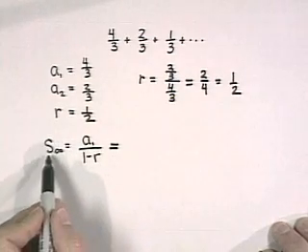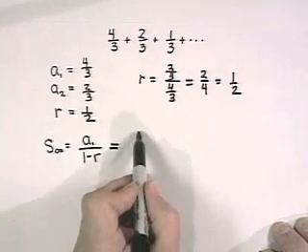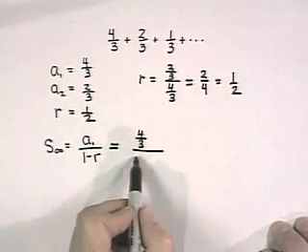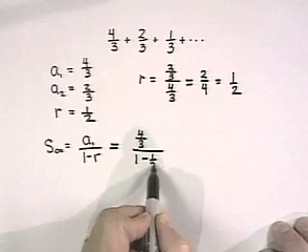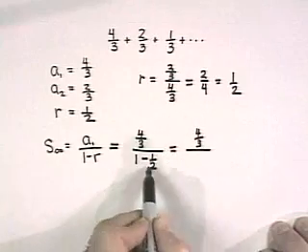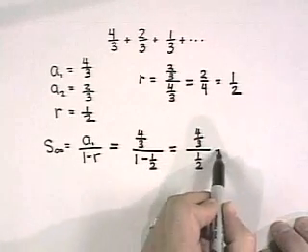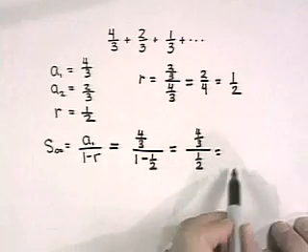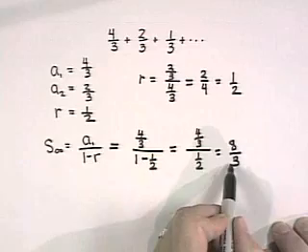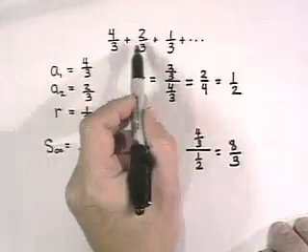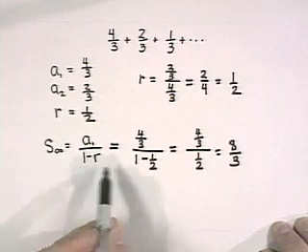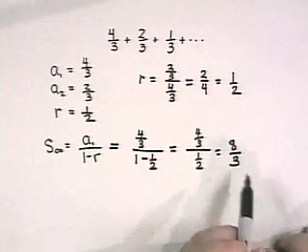Let's see what the sum would be. It's the first term, 4/3, divided by 1 minus 1/2. Let's simplify. 4/3 over 1/2, which is 8/3. That's the sum of the infinite series. No matter how many terms we choose to add, the value will get closer and closer to 8/3.